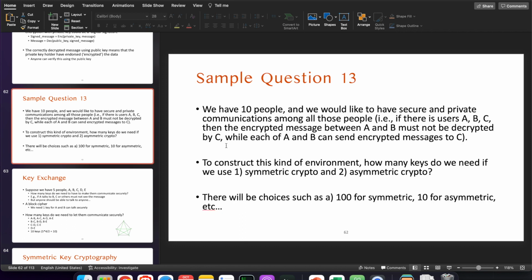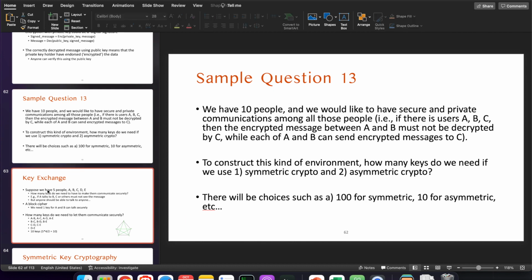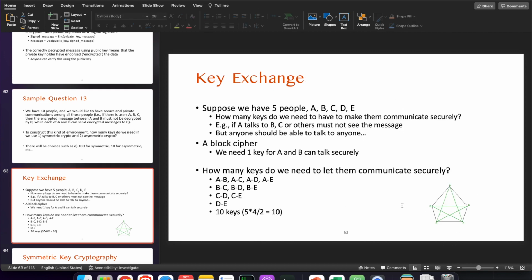And then sample question 13. This question is about the key exchange problem. We have learned about key exchange. If there are n people, how many keys do we need to let them communicate securely? That is the kind of question.